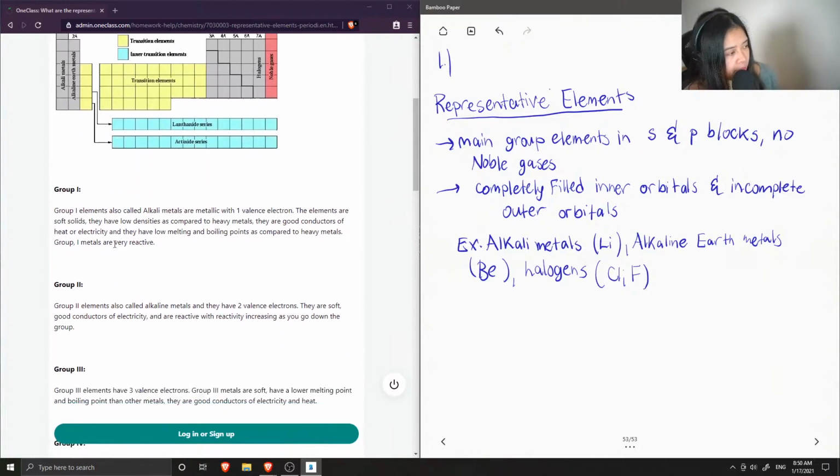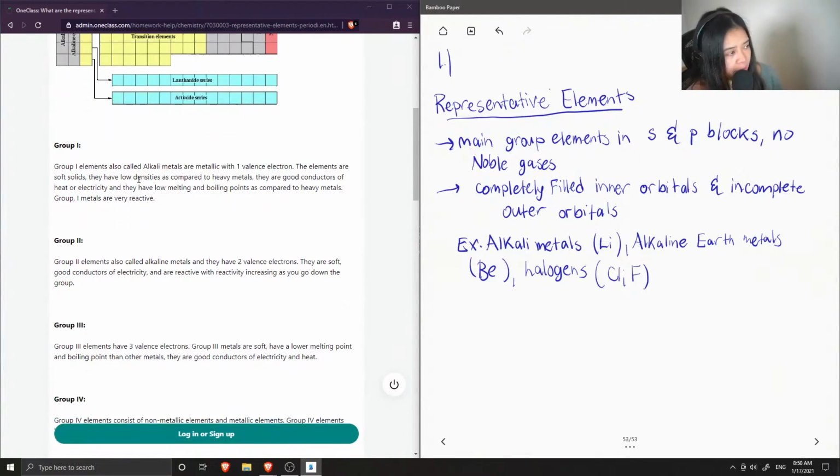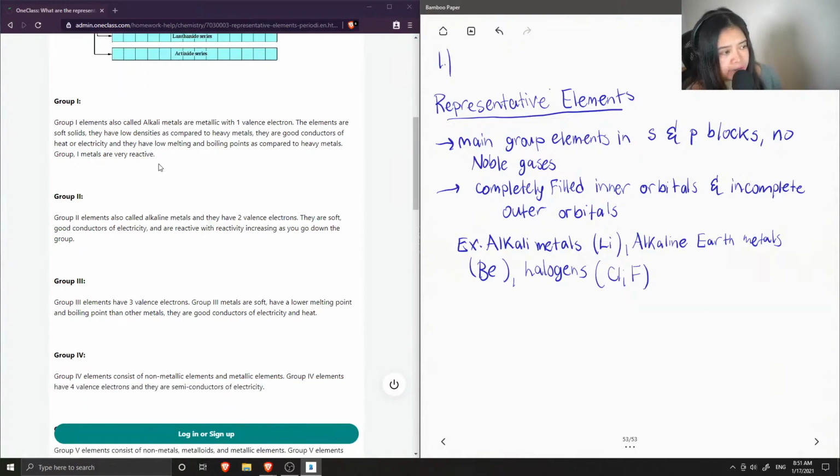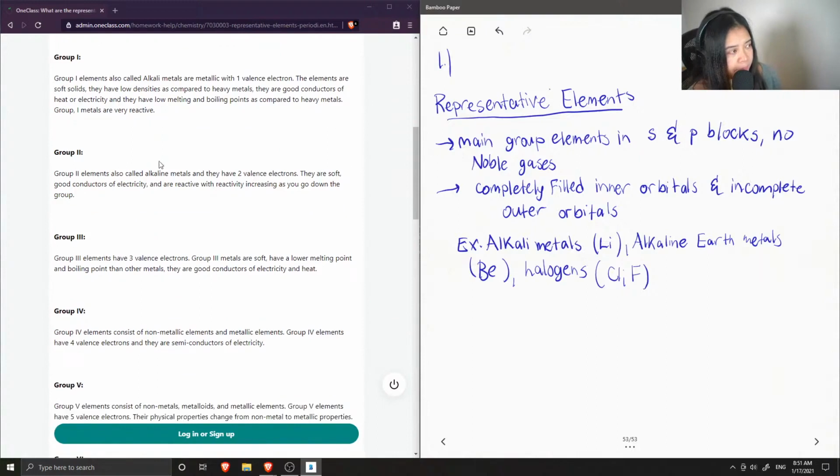So group 1 elements are also called alkaline metals and are metallic with one valence electron. The elements are soft solids. They have low densities as compared to heavy metals, good conductors of heat or electricity, and they have low melting and boiling points as compared to heavy metals. So group 1 metals are very reactive. So this is like lithium and sodium. And for group 2 elements, alkaline metals, they have two valence electrons. They are soft, good conductors of electricity, and are reactive with reactivity increasing as you go down the group.